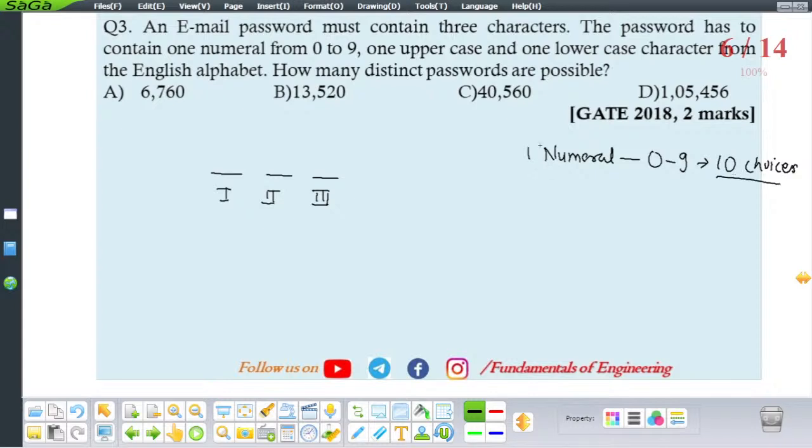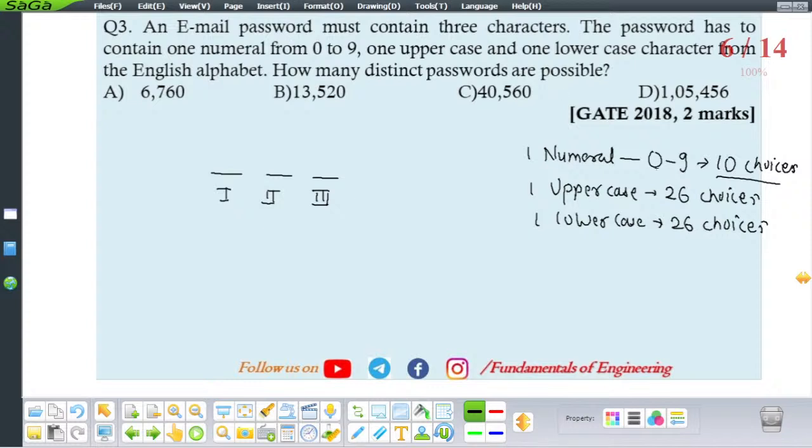Then second, one uppercase and one lowercase character from the English alphabet. English alphabet means we have to use letters. How many letters are there? 26. So 26 choices we are getting for the uppercase and for the lowercase. So 3 characters we have to form for the email password.